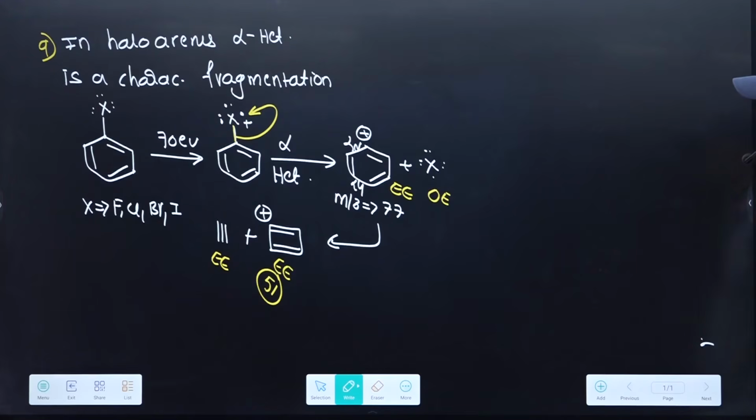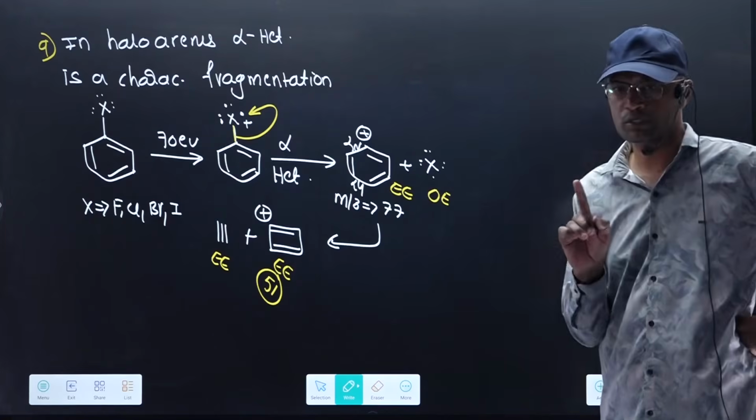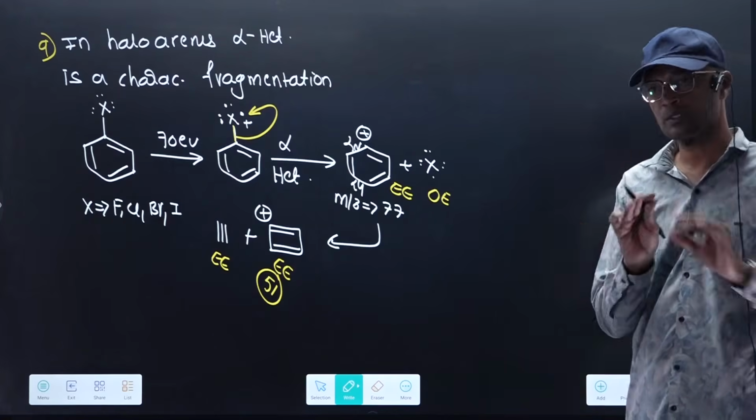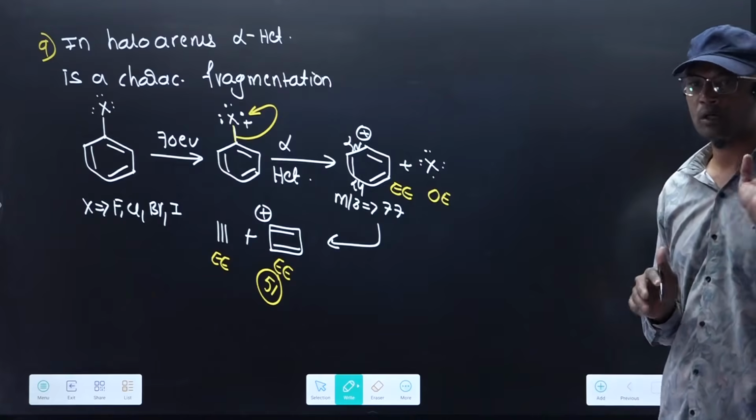You need to know which is the alpha bond and which is the beta bond. Be careful. You should know clearly what is heterolysis and what is homolysis. If you know these two points, then the mass spectral pathways concept is clear.